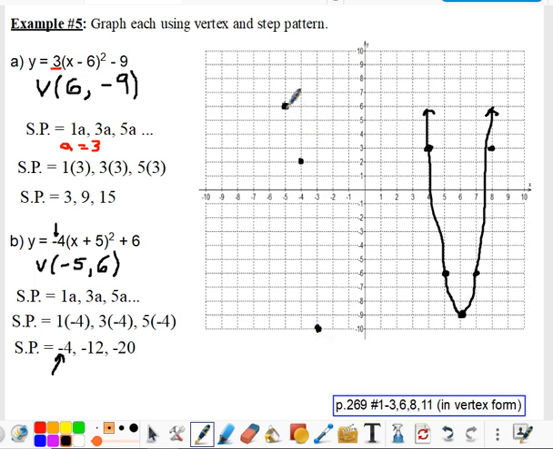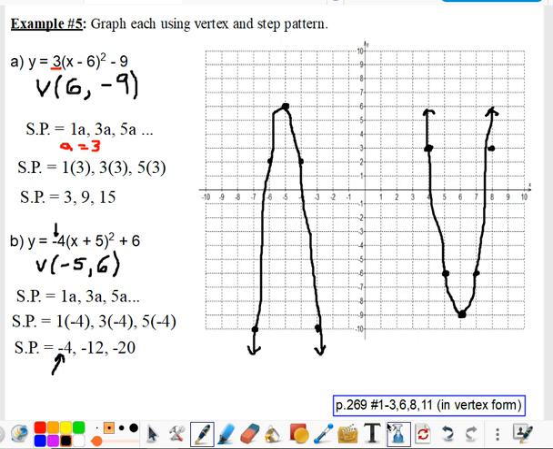And now we can repeat for the left side of the parabola. We go over 1, down 4. Over another one, down 12. And there we have it. Now we can just connect the dots with a nice smooth curve. There we have it. We put on these arrows as end behaviors.